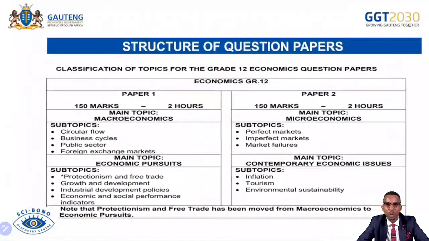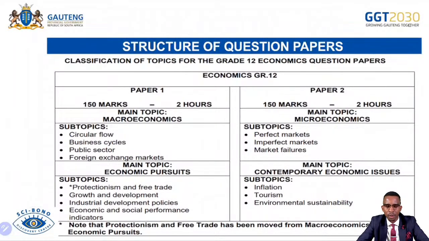The following is the question paper structure. Classification of topics for the grade 12 economics question paper. So we have economics grade 12, and in paper 1, this is the side. But the main focus here is on paper 2 because we are revising paper 2. So we go straight to the last topic, which is contemporary economic issues. We have inflation, like I've mentioned, tourism, as well as environmental sustainability.